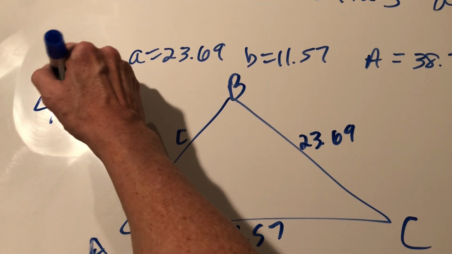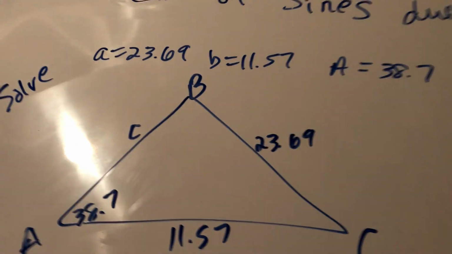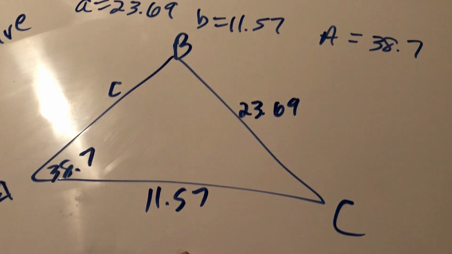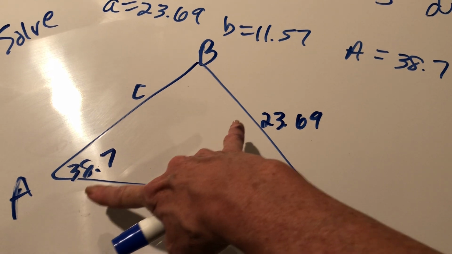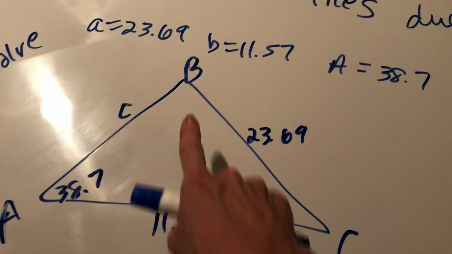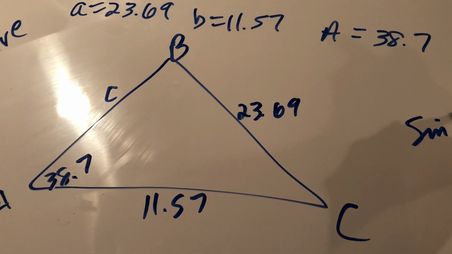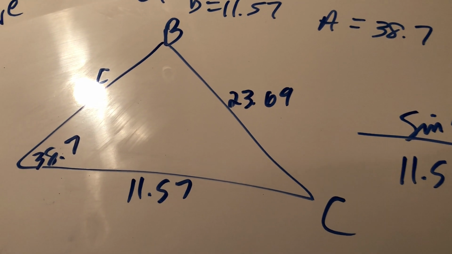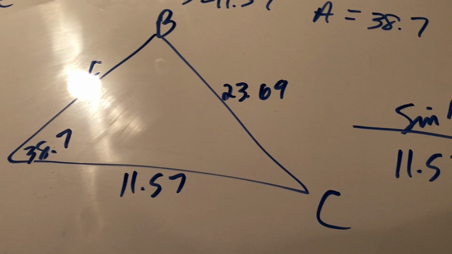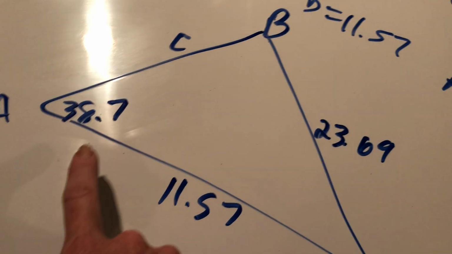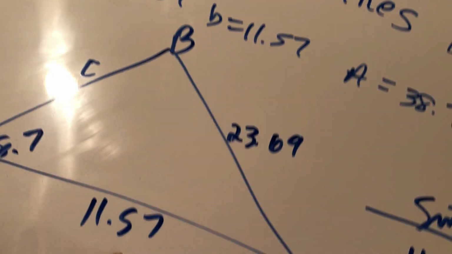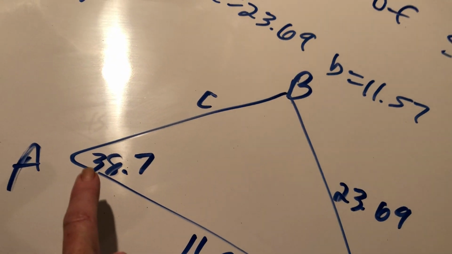Okay, so we're going to solve. I need to find an angle first, angle B, because I have side B. I have the pairs for angle, side A and angle A, and then I've got side B and angle B. So I want the sine of B over 11.57 equals sine of 38.7 over 23.69. So that's what that looks like.